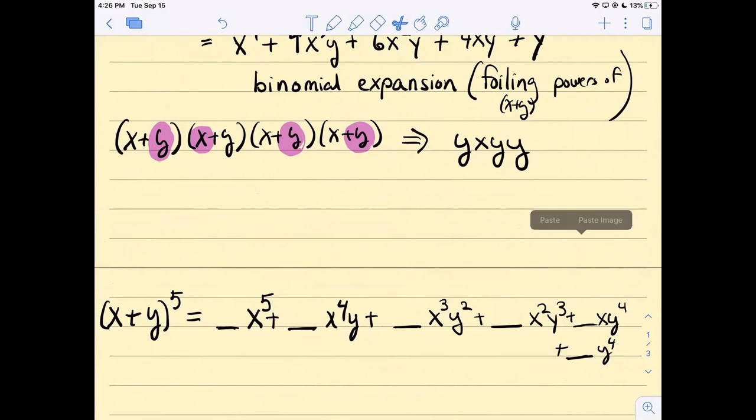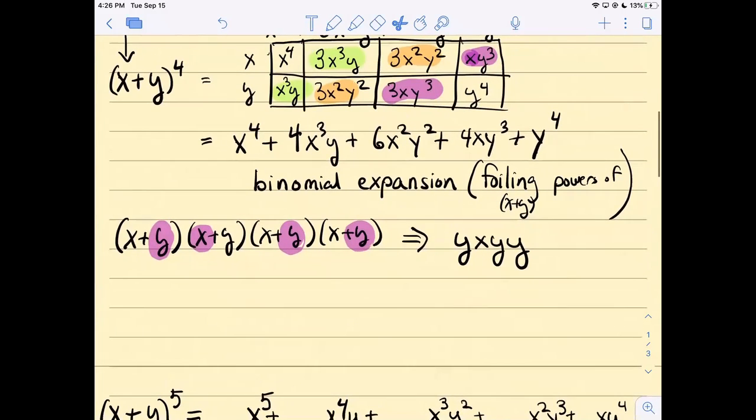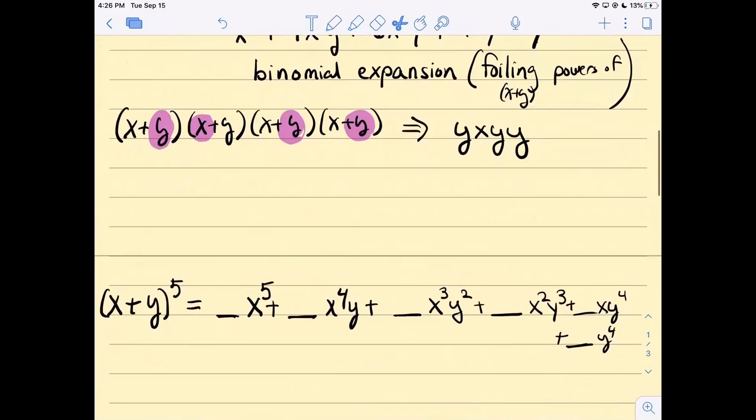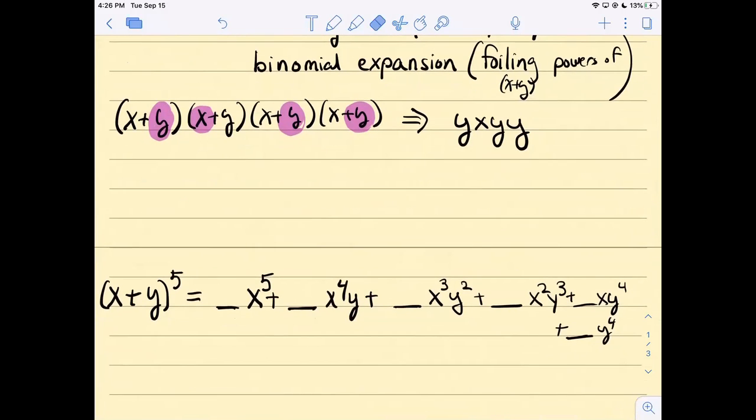The question now becomes, how about these numbers, the coefficients, 1, 4, 6, 4, 1? Oh, thank you. I made a mistake. My eraser's too big.